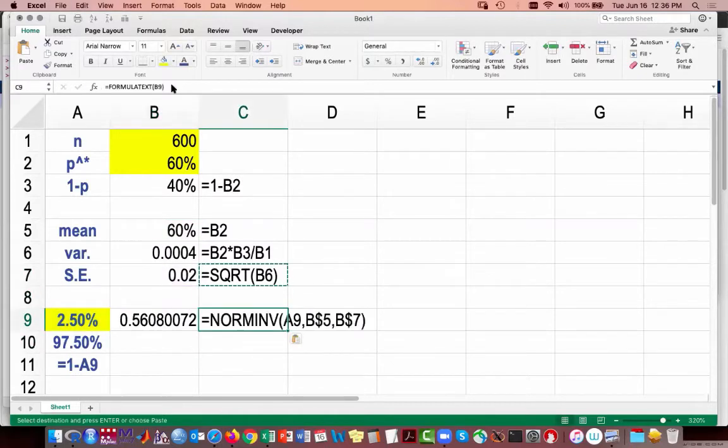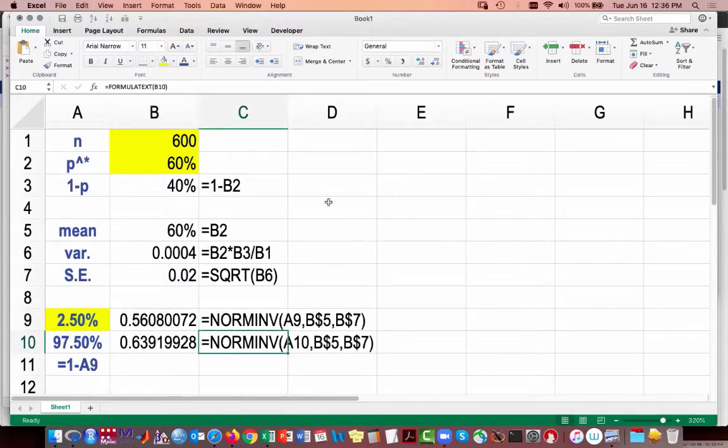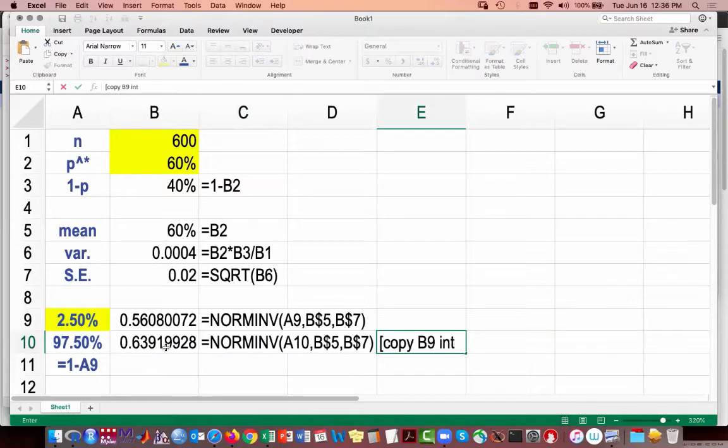So here's the formula text, okay? And now watch when I copy this down, that's exactly what happens. It still stays looking in B5 and B7. And I do believe these were the values we had, 56.1, 63.9. And again, the advantage was that I was able here to copy B9 into cell B10, and because of what we call absolute referencing, it updated automatically.